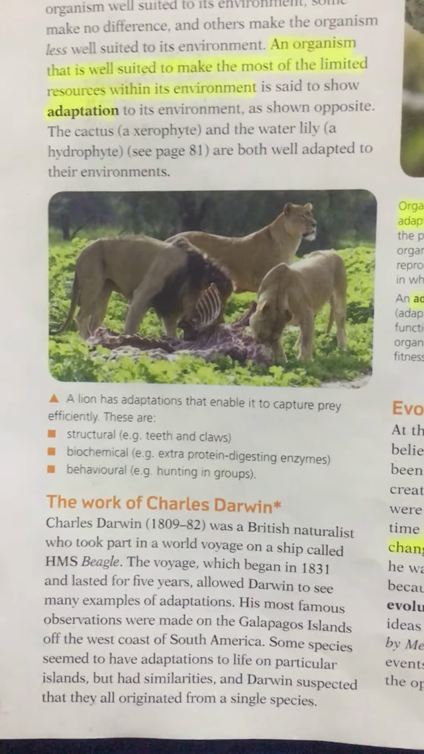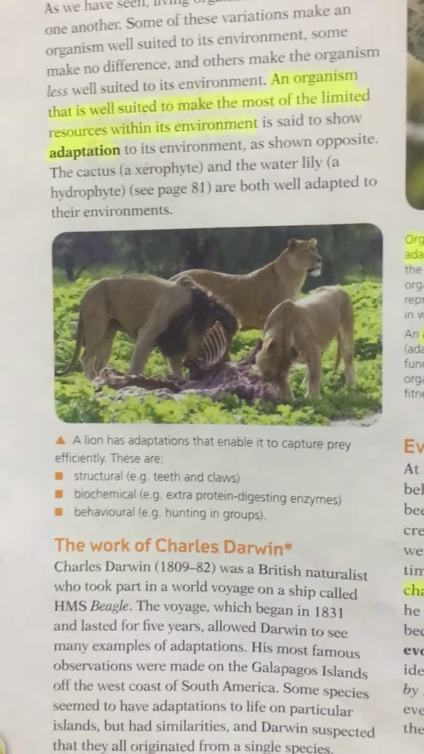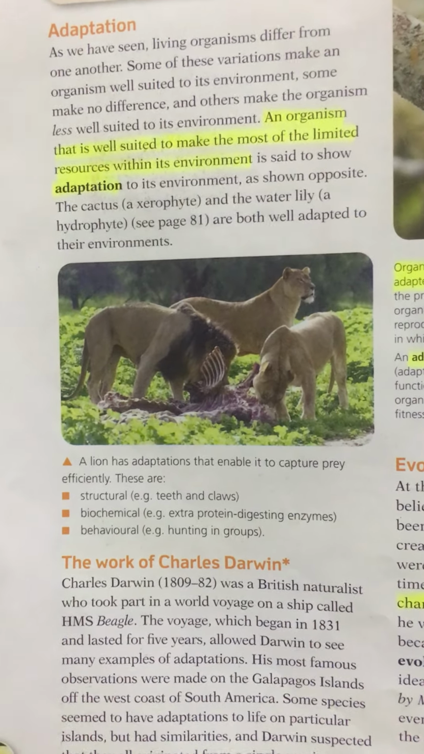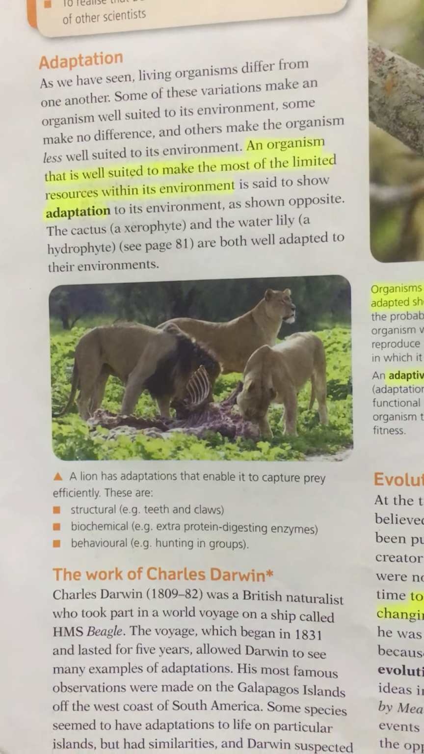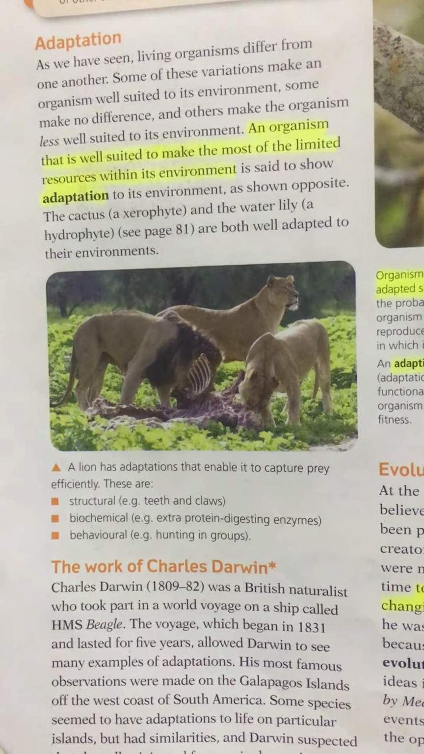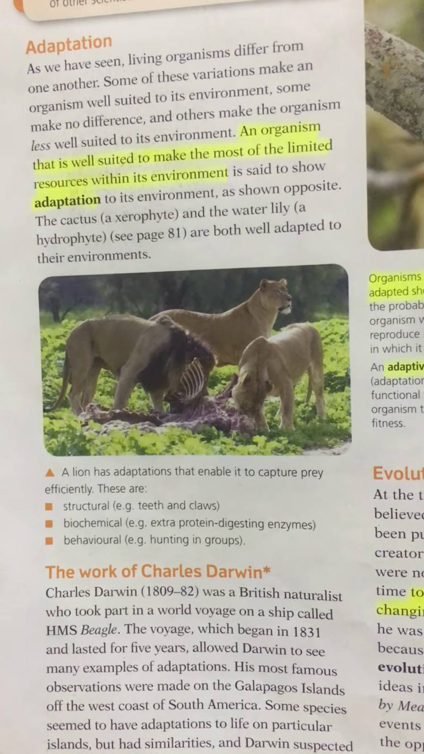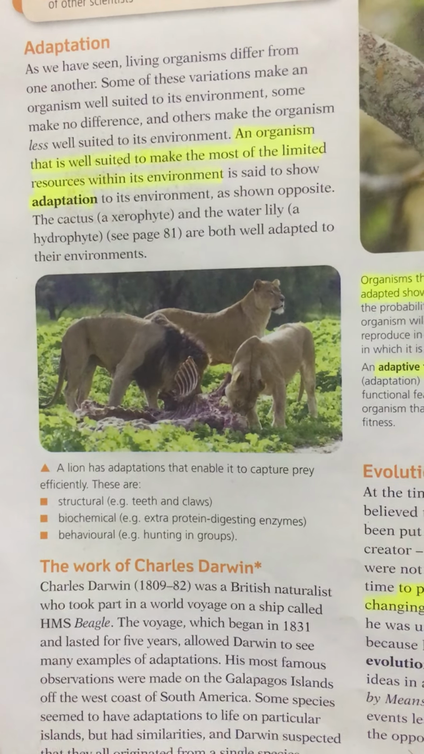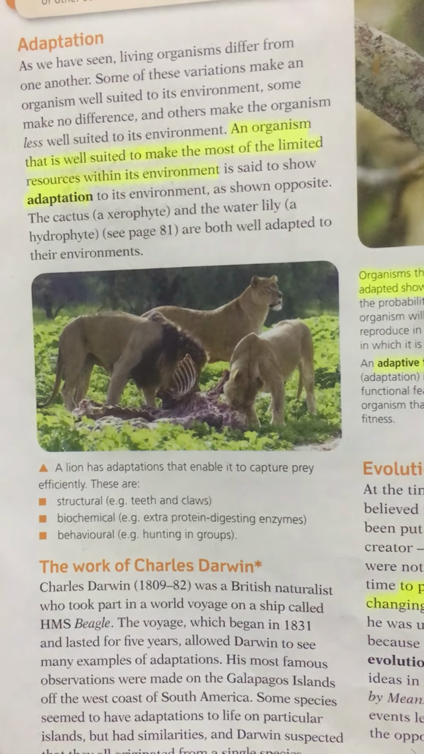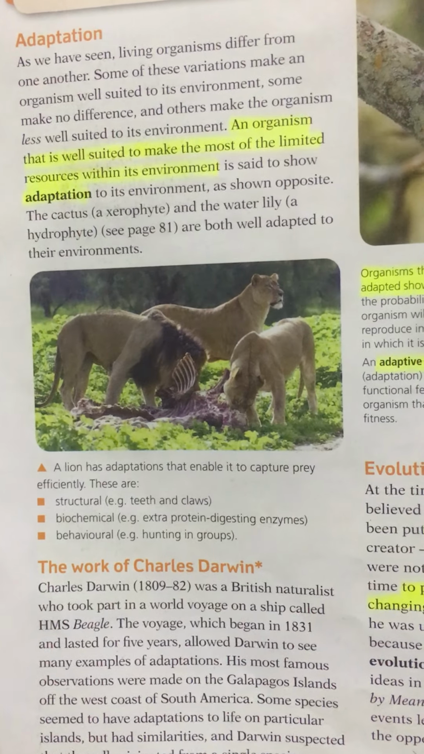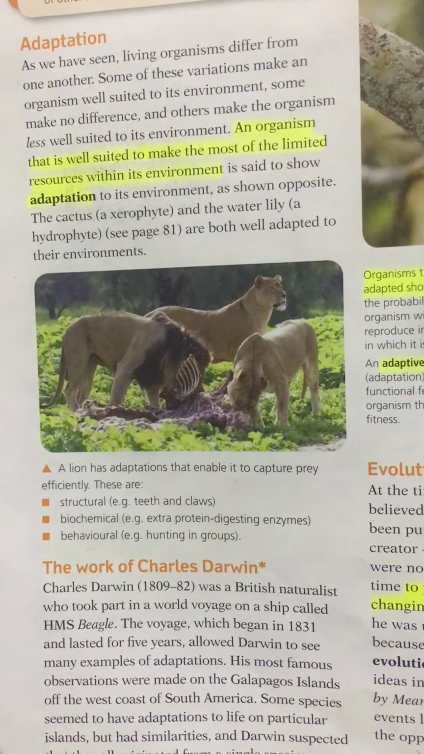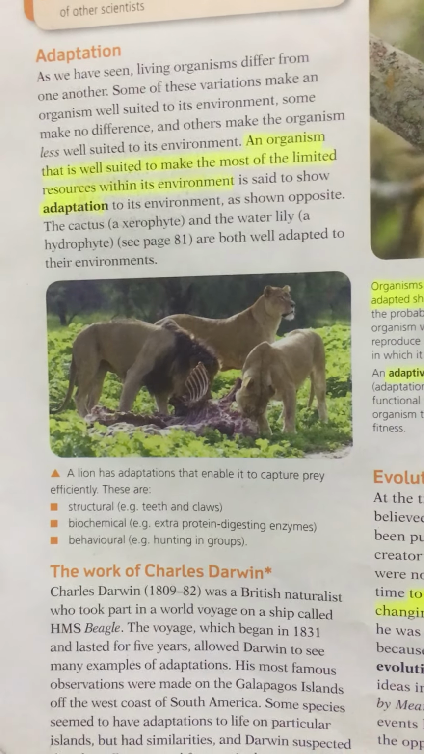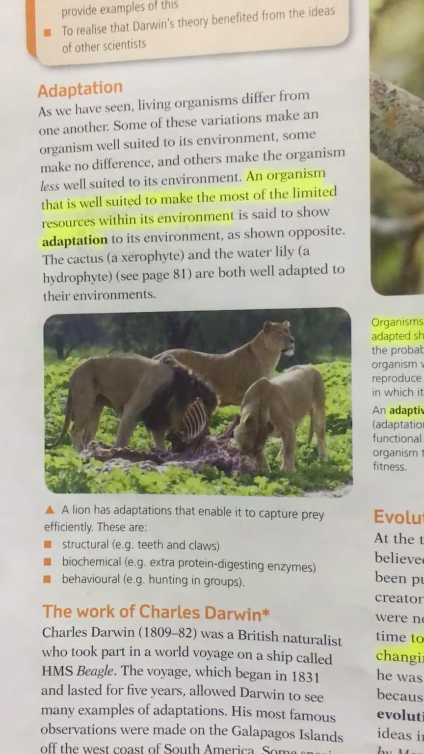Here we have another example, which is lion. Lion also has adaptations that enable it to capture prey. Those adaptations are structural, biochemical, and behavioral. So, structural, for example, we have more structural adaptations, but the most important two things to get food, which are teeth and the claws. So, lions in general have structural adaptations: they have teeth and claws.